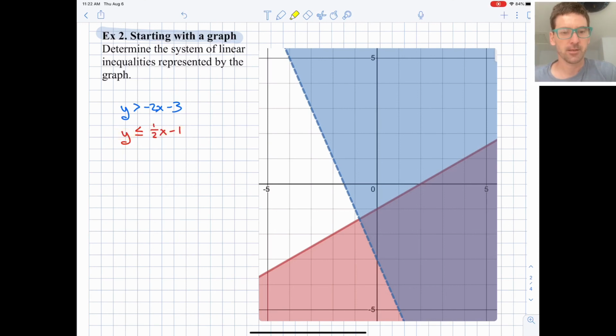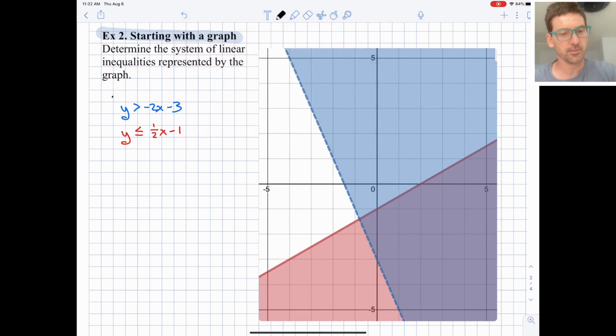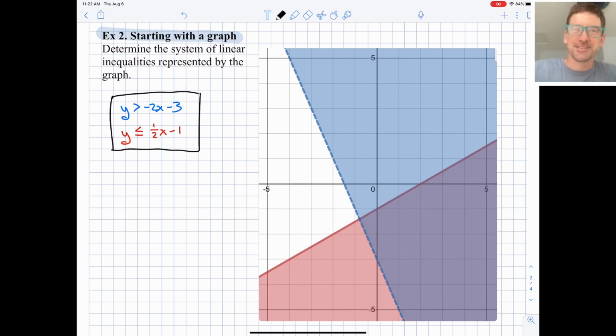Okay. So it looks like we have a nice final answer right here to this problem. So that's our final system of inequalities right there. And that's a good place to stop for that one.